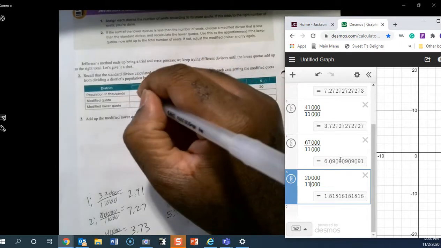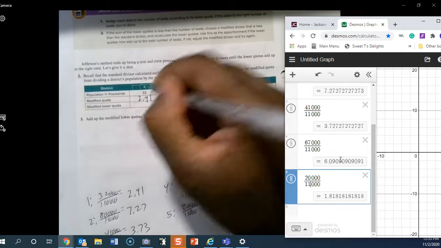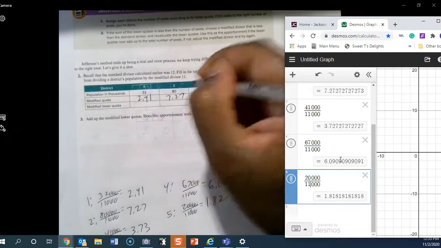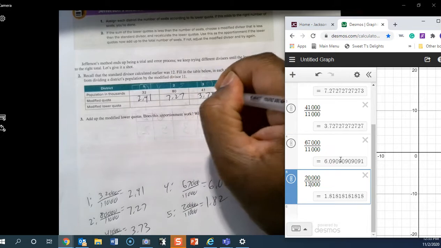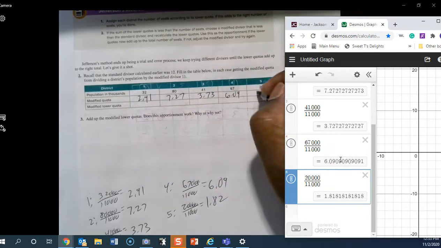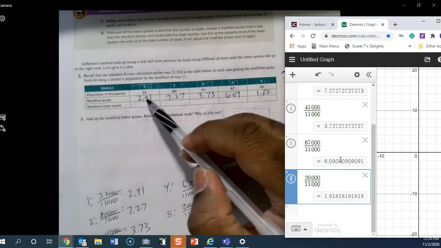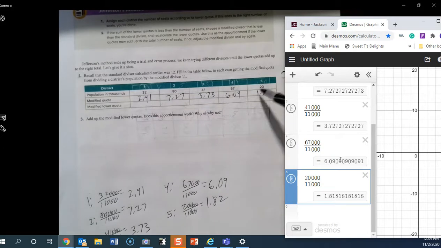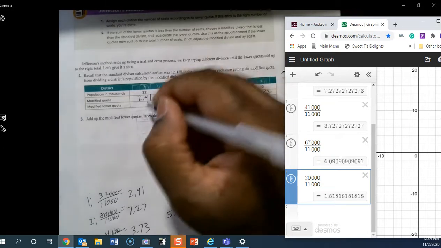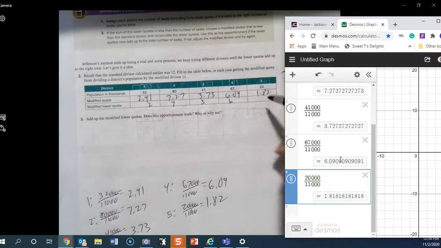This would be 2.91, 7.27, 3.73, 6.09, and 1.82. So the modified lower quota, remember, we just take the digit that's in front of the decimal. So this would be 2, 7, 3, 6, and 1.